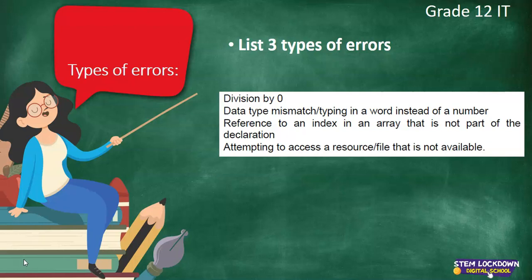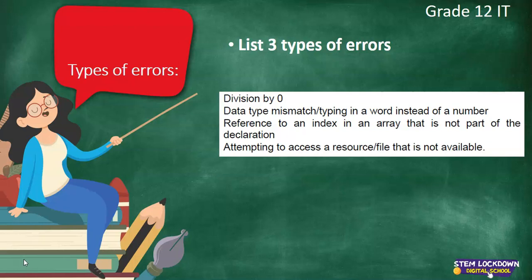Then also, if you are referencing an index in an array that is not part of the declaration, this is that access violation that you guys often get when you're using arrays. Let's say I had an array that was declared from 1 to 20 and you are either trying to access array number 0, which doesn't exist, or maybe array 21 that doesn't exist.